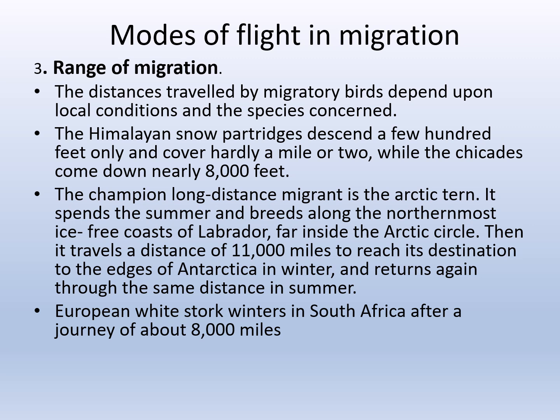The champion long distance migrant is the Arctic tern. It spends the summer and breeds along the northernmost ice free coast of Labrador, far inside the Arctic Circle. Then it travels a distance of 11,000 miles to reach its destination at the edges of Antarctica in winter and returns again through the same distance in summer. The European whitethroat winters in South Africa after a journey of about 8,000 miles. So this is the range of migration.